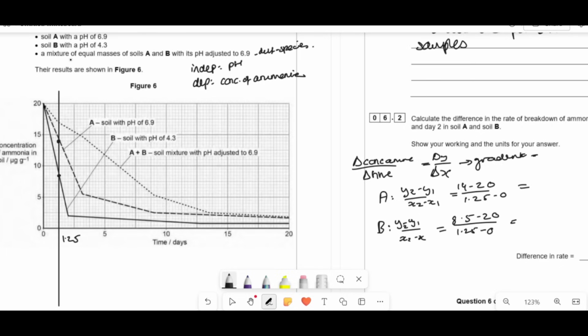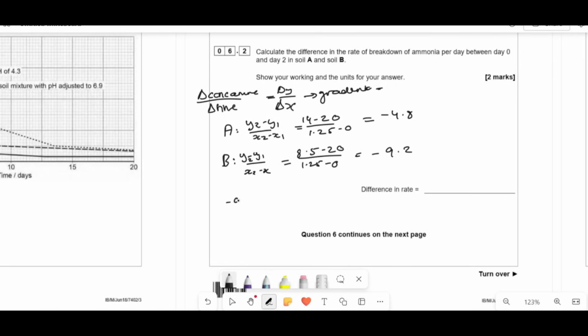So if I work out the gradients, I get minus 4.8. And for the second one, we'll get minus 9.2. So then the difference in rate is just going to be minus 9.2 minus 4.8, which gives us 4.4.